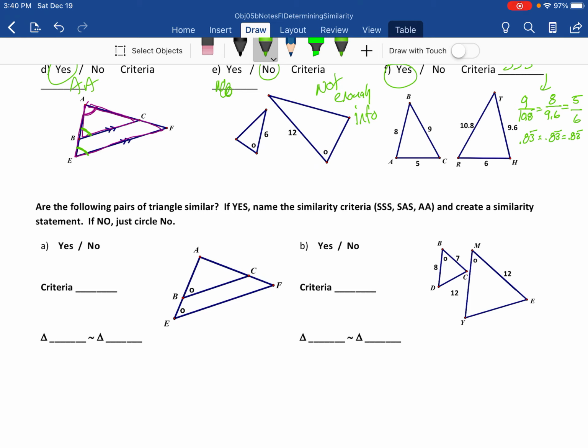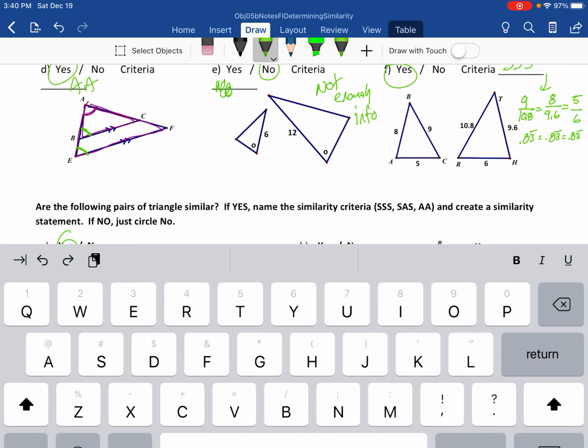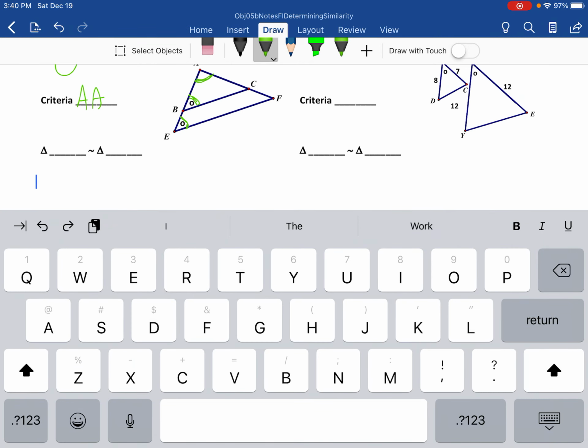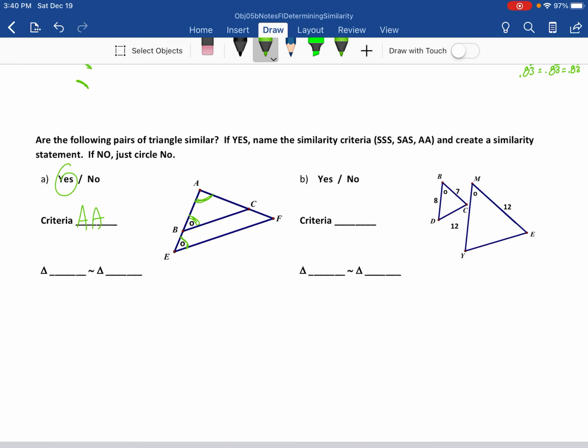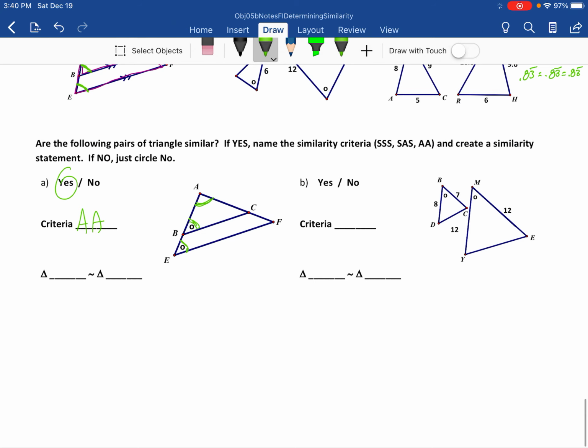Last one, I just want to do a couple of problems where we have to write the similarity statement. This one we know is similar by angle-angle, again, because these two sides are parallel, and by reflexive property. So I am going back to it. My similarity statement, I can say triangle ABC. Then I look at my corresponding angles. This angle here corresponds to this angle here, so it's going to be AEF. So just be careful with your similarity statement.